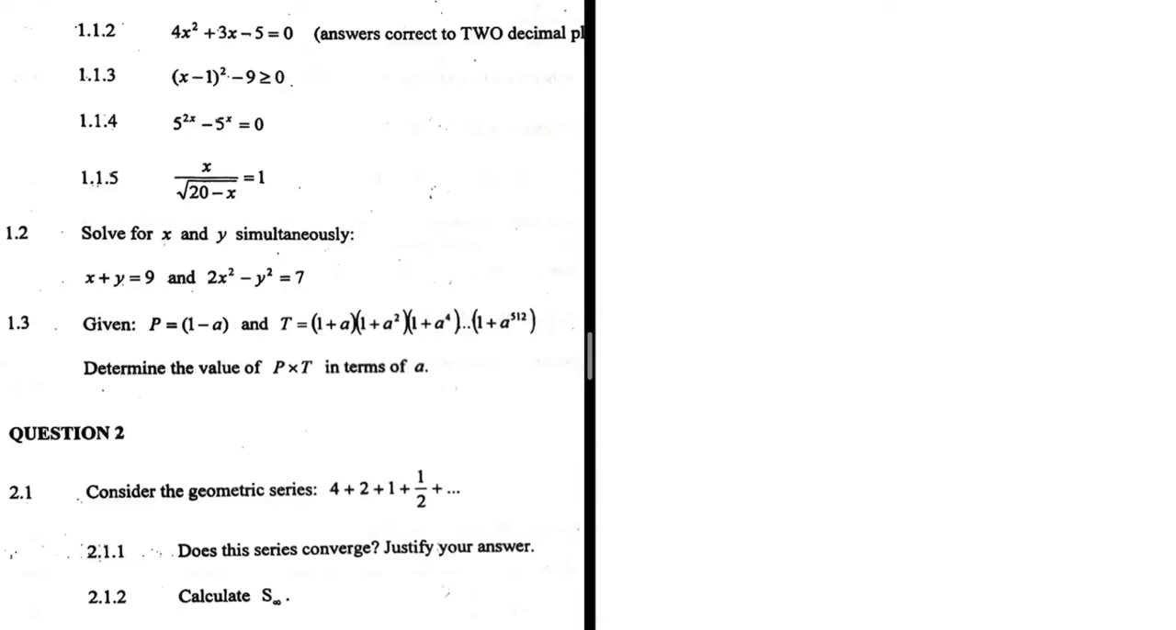See you soon. In this video, the focus is on 1.2 and 1.3. We have actually solved 1.1.1 to 1.1.5 in a separate video. So let's go ahead and do 1.2 together. We're supposed to solve for x and y simultaneously, so that shouldn't be too difficult. Let's take a look at that. We have x plus y equal to 9 and 2x squared minus y squared equal to 7.